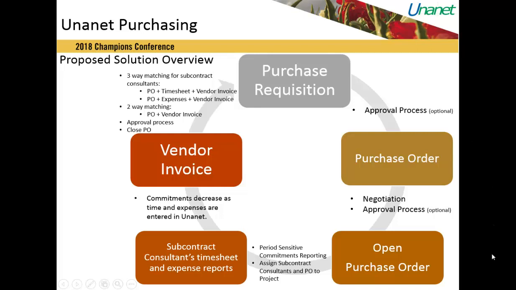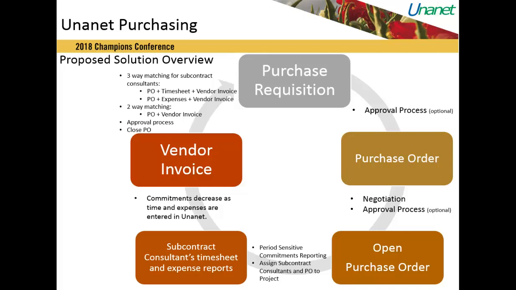This slide describes the overall Unanet purchasing process, where we start with a purchase requisition that turns into a purchase order. Both documents have their own optional approval process, which can include a customer approval and a project manager approval. When the purchase order is approved, the system can generate period-sensitive commitments reporting.